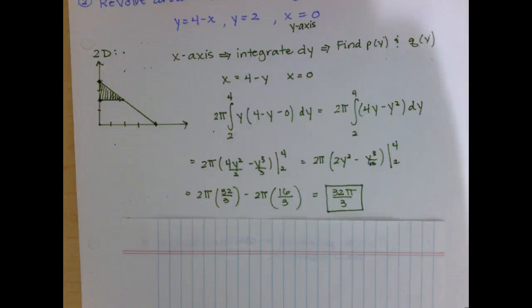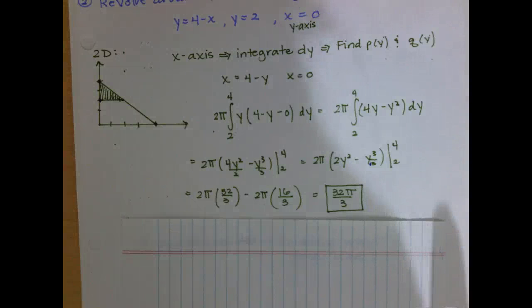Alright, so that's it for videos this week. We've got washer, disk, and shell methods. We also have the general slicing method, which is a little bit less useful. But either way, we've learned how to find the volume of solids created by rotating two-dimensional figures about different axes.